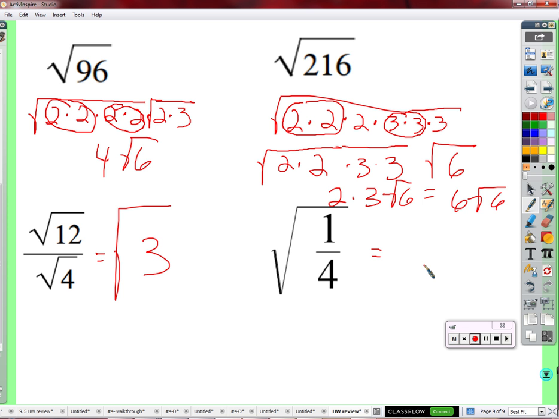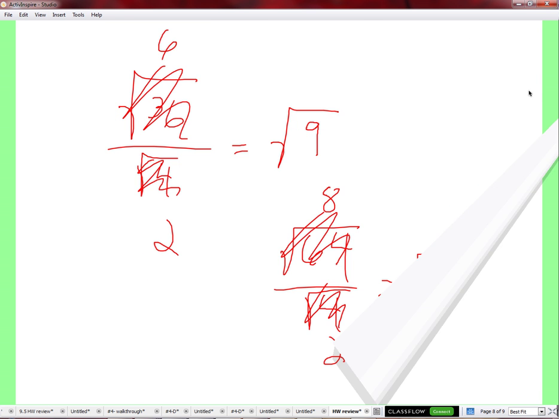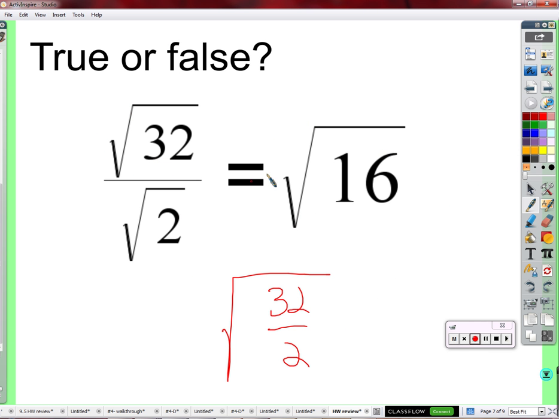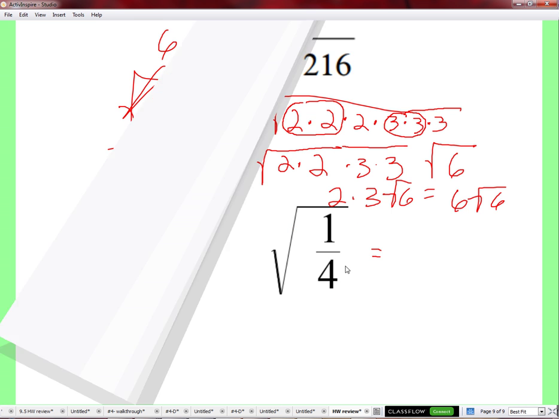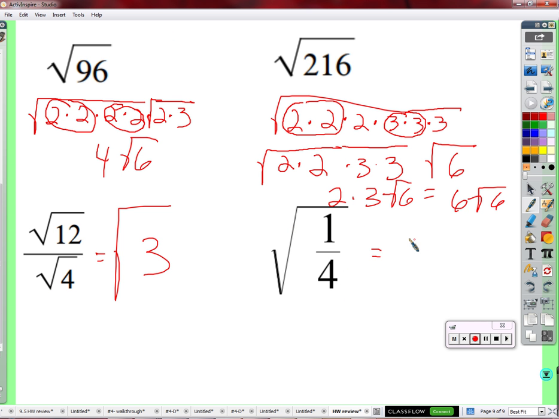It's division. So we can use this rule, right? The square root of 32 and square root of 2 is the square root of 32 over 2. Right? And it works in reverse as well. So the square root of 1/4, the square root of the fraction 1/4, is the same as the square root of 1 over the square root of 4.